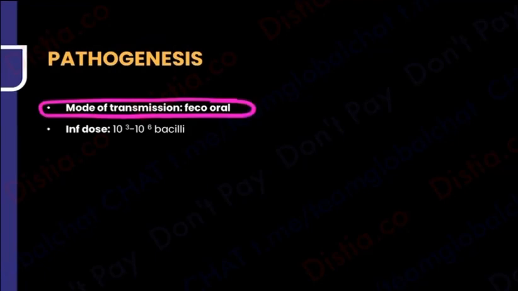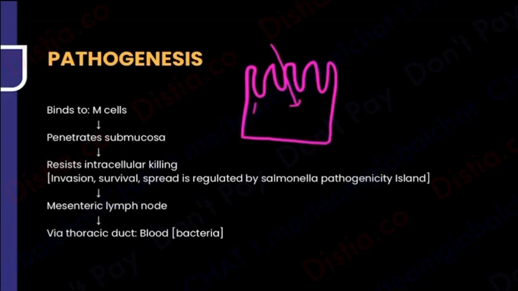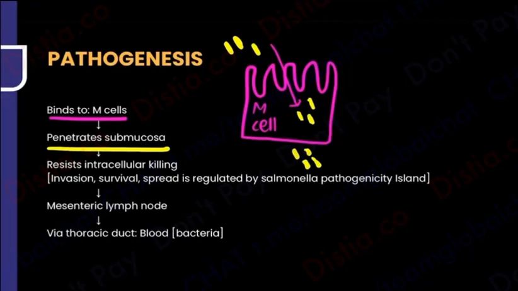So the route is fecal-oral, and the infectious dose is 10 to the power 3 to 10 to the power 6 bacilli that you need. So it's definitely not small. It's a decent amount of infectious dose that you definitely need. So what is the cell that is going to be entered? Please remember, in the intestine, it's going to enter and bind to the M cells. If I draw this as the Salmonella, it will enter the M cells. From there, it will go into the submucosa.